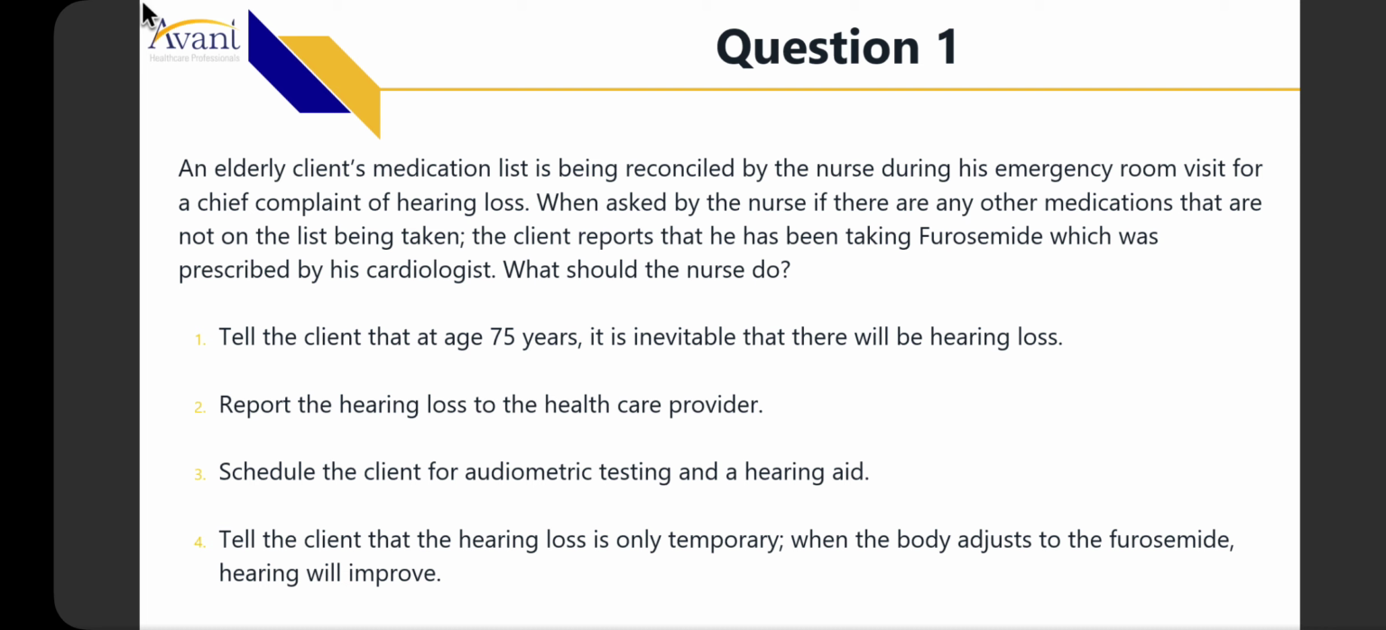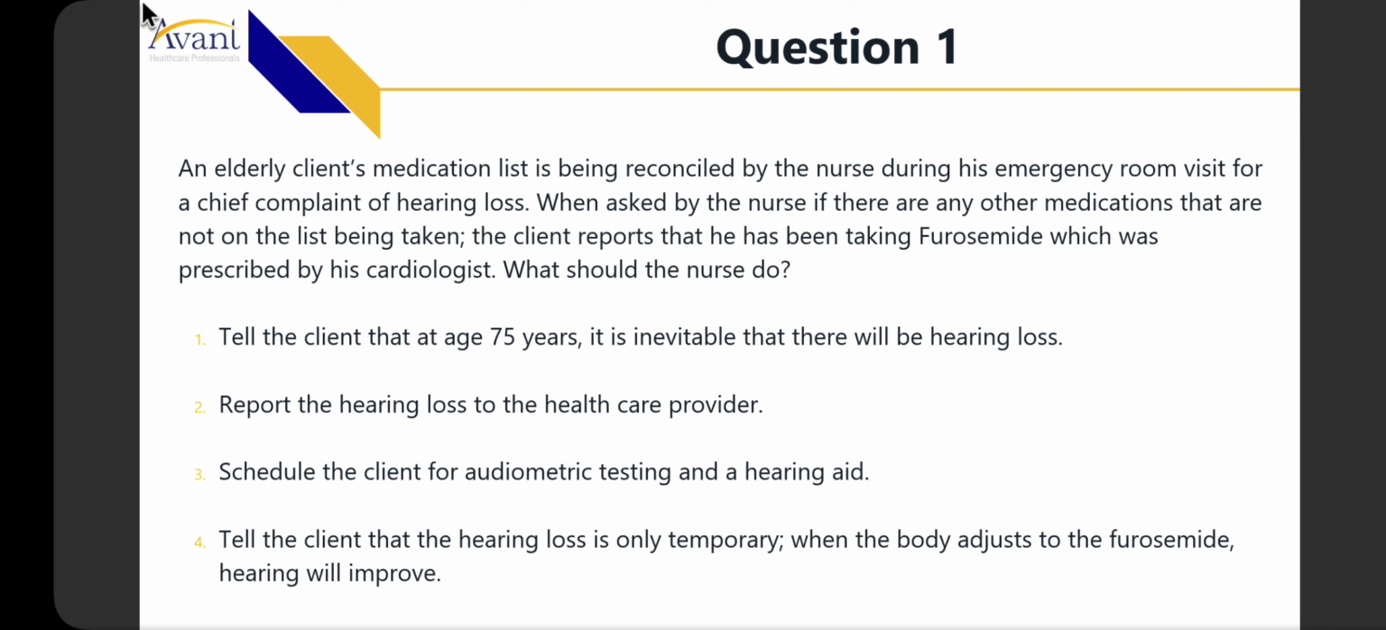Number two, report the hearing loss to the healthcare provider. Okay, a lot of you did select this as an answer, because if we think back to our step four, there is a correlation between furosemide and hearing loss. Well, it seems logical that maybe the healthcare provider should know about it so he could either adjust the medication or stop it, right? It would make sense. So we're going to hold on to number two as a possible answer.